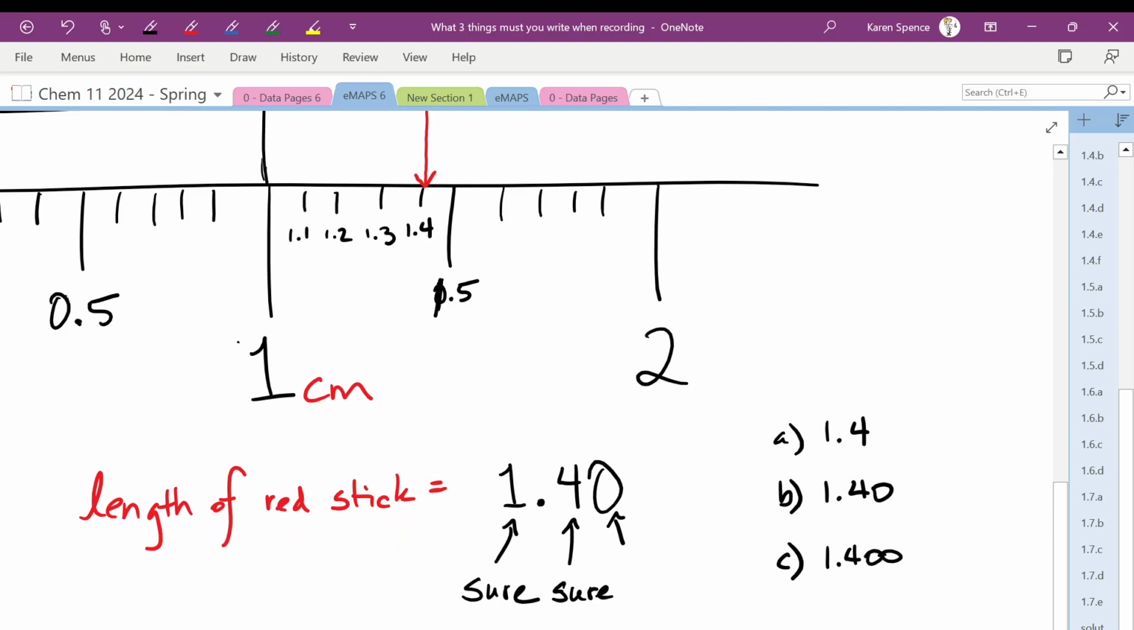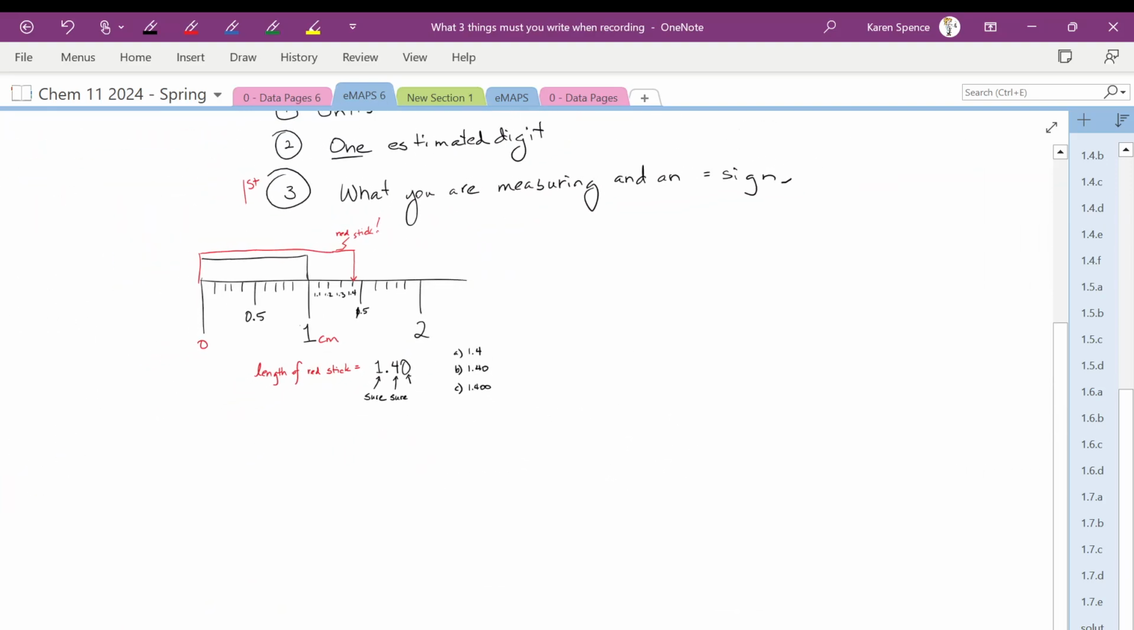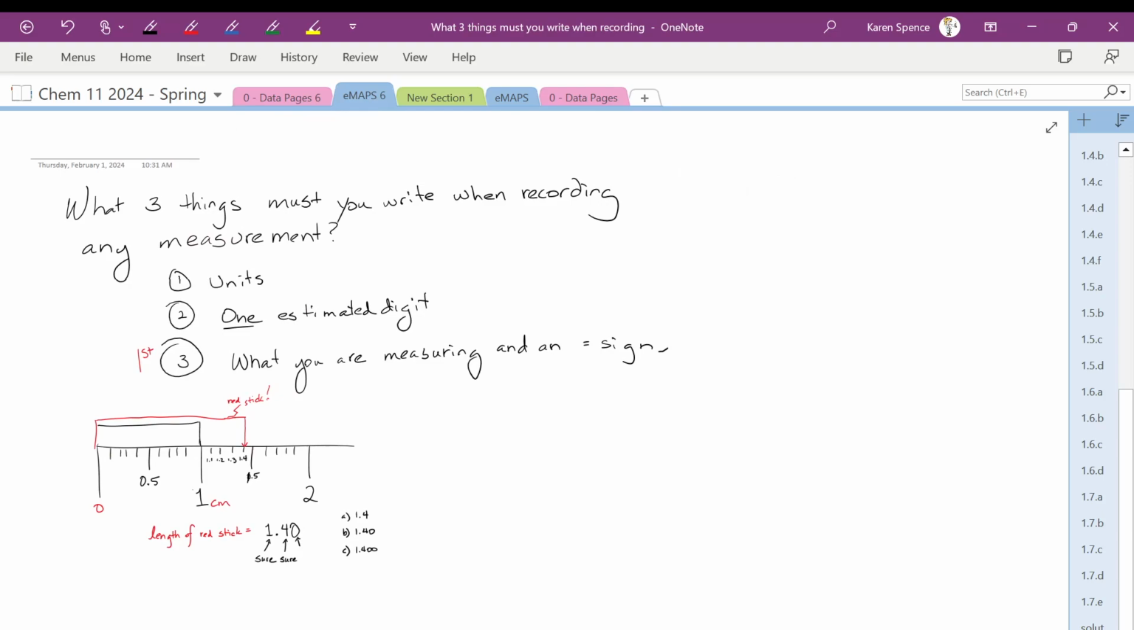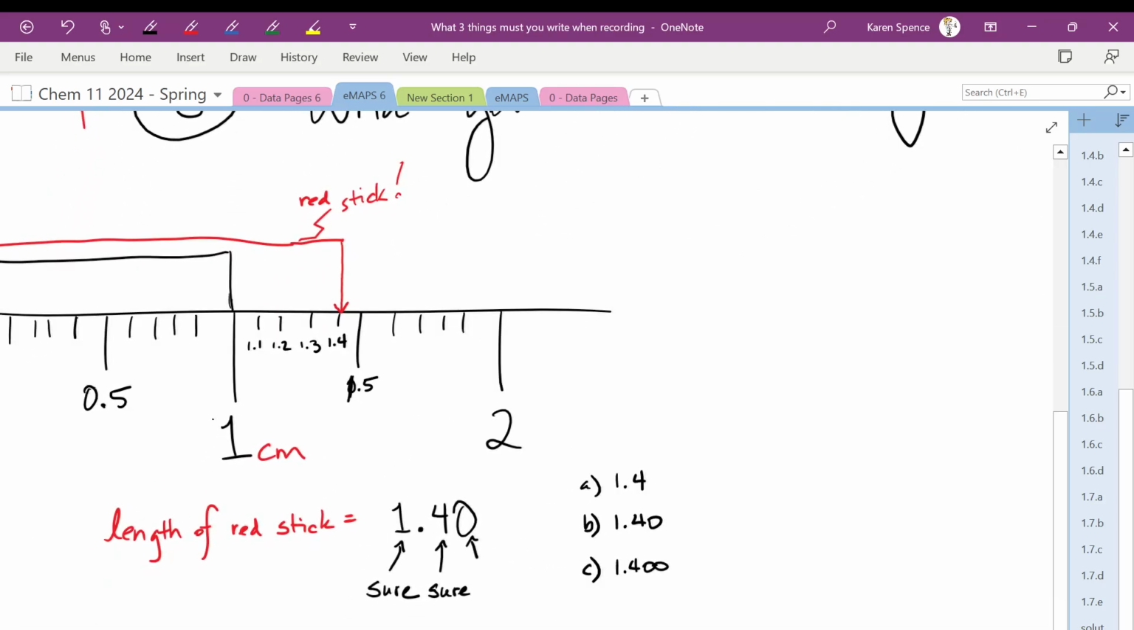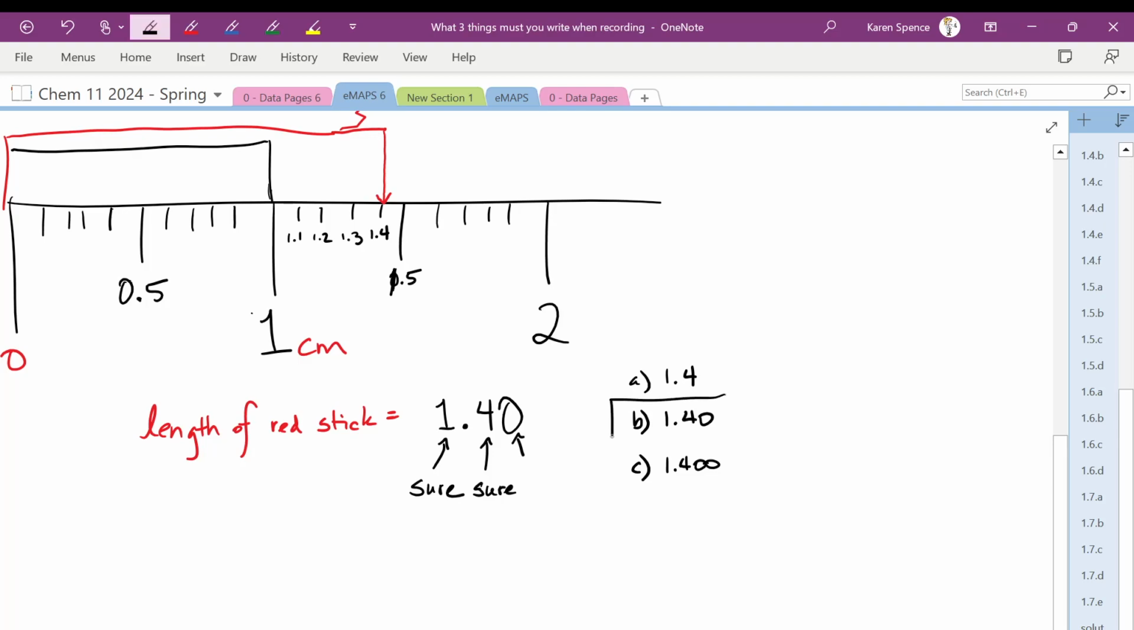What about that 0 though? Is everybody 100% convinced that it's 1.40? Could it be 1.41? Yeah. Could it be 1.39 maybe? Well, it's hard to say, you know, like I've made this really big, but if these were really centimeters, it would look more like that. Could you tell if it's 1.40 or 1.39? Not really, okay? So yes, if everything's blown up big like this, it's easier to tell, but yeah, we're not really sure. So it's going to be 1.40. We can't go past there because that is our one estimated digit.